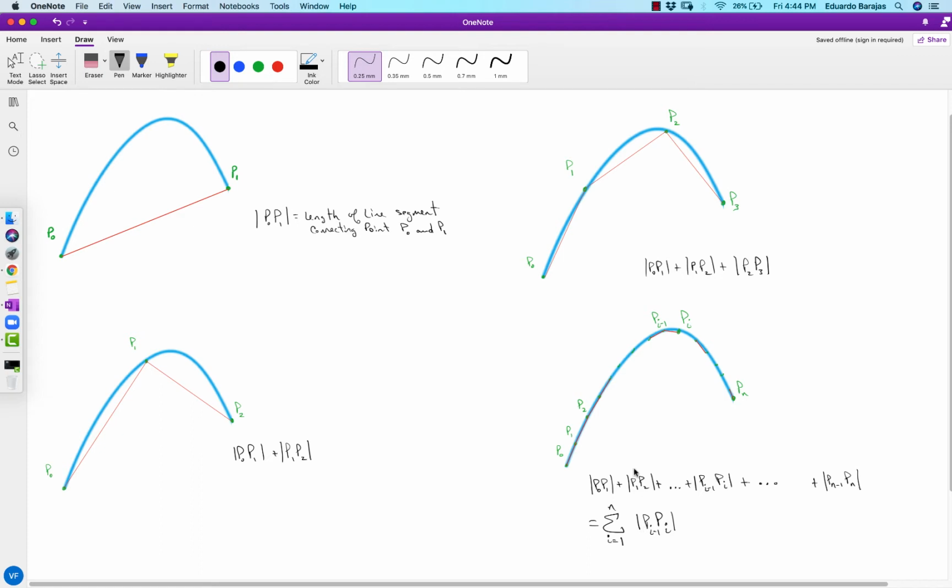Okay, so now let's just pause for a second and let's go back and think about the distance between 2 points, the length of a segment connecting 2 points in space, the distance formula.